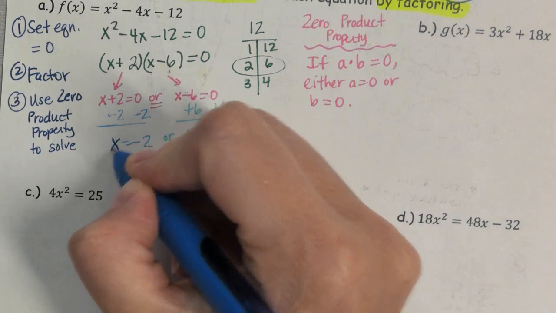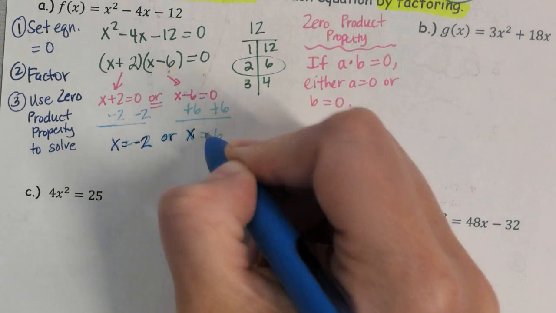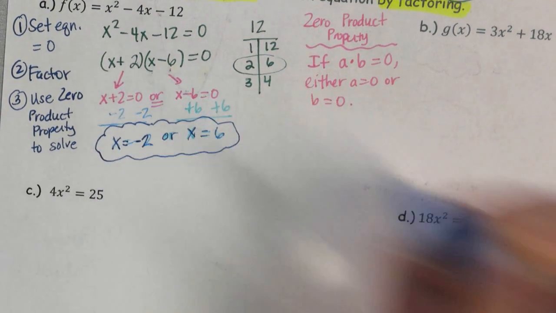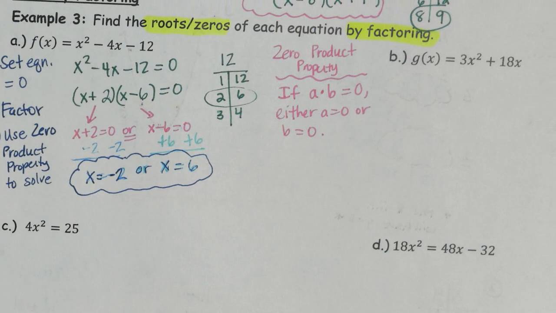That's your solution. X equals negative 2 or x equals 6. That is your final answer. And you are going to put the or, right? Because they both don't have to be 0, just one of them has to be 0.